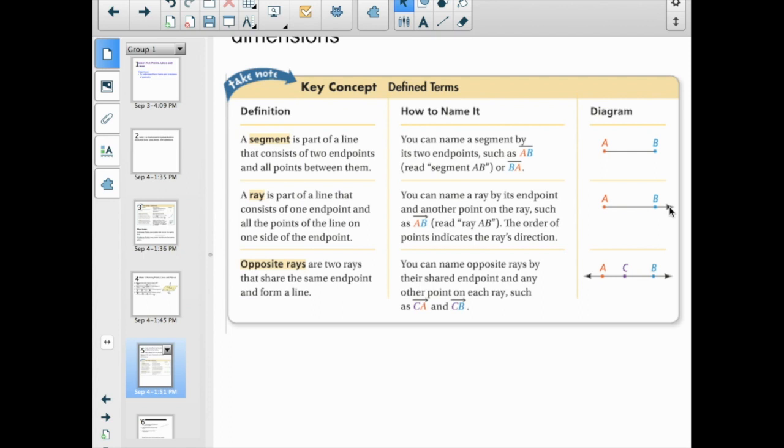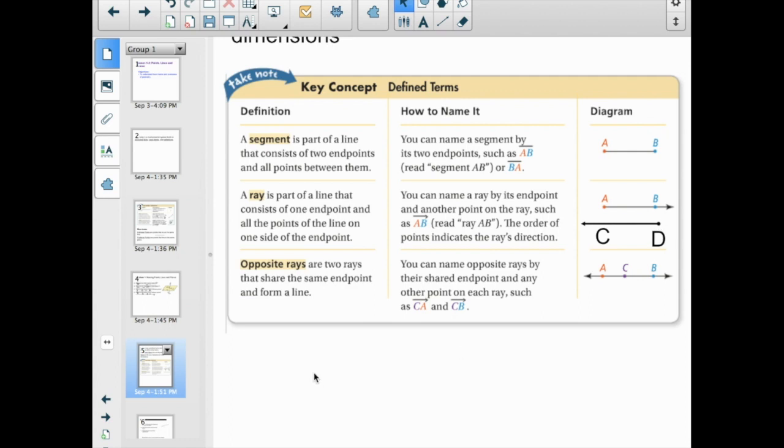Now, when you name a ray, you actually have to be really particular. You're going to use the point that is the endpoint as your first letter, and then the other point as its second letter, so AB. Even if my ray looks like this, and maybe I have a C and a D on it, you might think that you would call that ray CD because you read it like a book, but you don't. You would actually call that ray DC because it goes from the endpoint D towards C. So the endpoint is always the first letter.